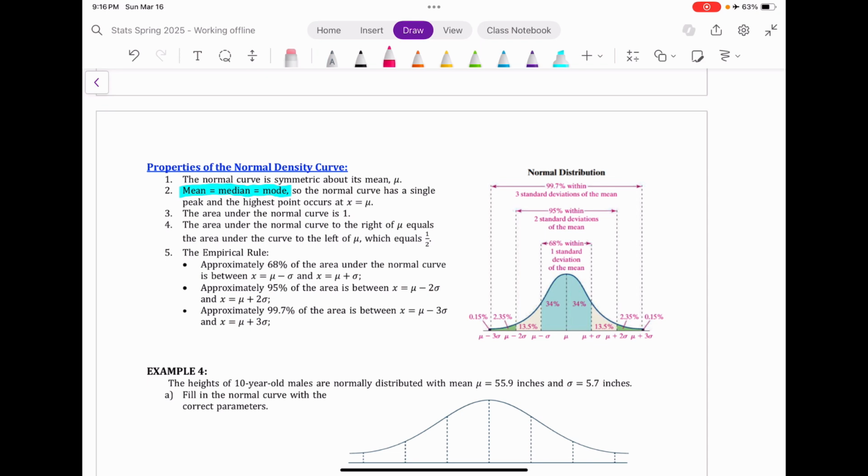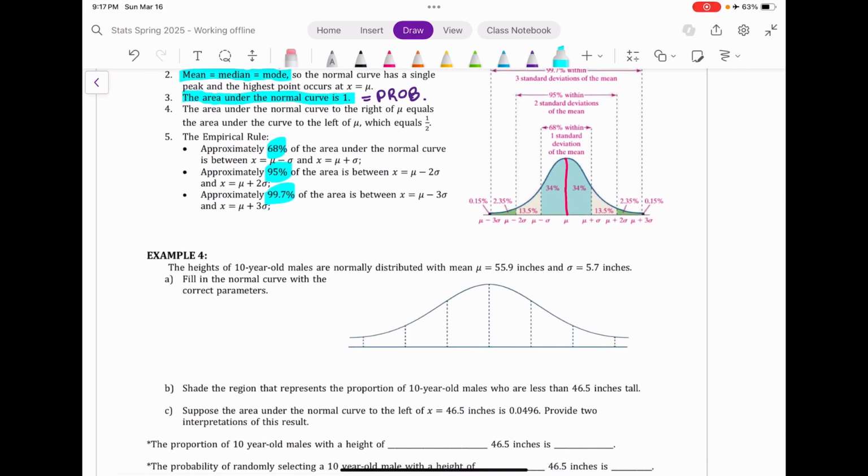The mean, median, and mode all lie within the center of the distribution. The new important thing about the bell curve is that the total area under the curve equals 1 because we're associating the area with the probability of our random variables. The other most important thing is remembering that 68% of your data lies within 1 standard deviation, 95% lies within 2 standard deviations, and almost all the data, 99.7%, lies within 3 standard deviations of a bell-shaped distribution.